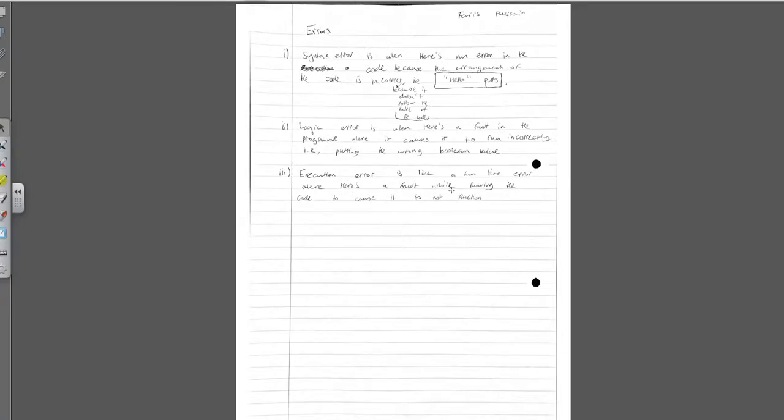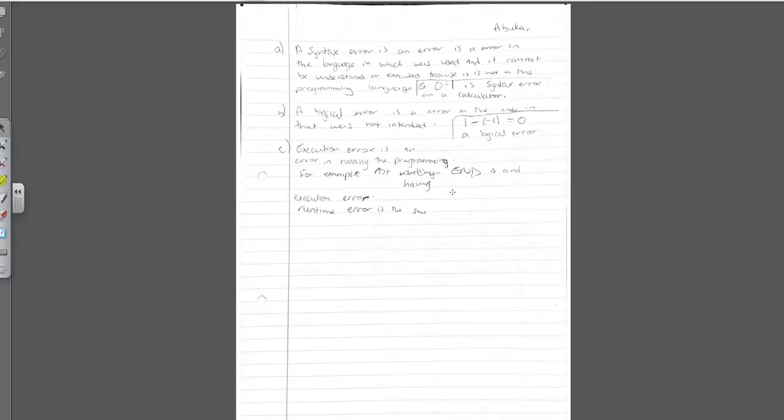Let's zoom out a bit and let's look at Buca's first. A syntax error is an error in the language which was used, and it cannot be understood or executed because it is not in the programming language. Example: 0 divided by 1 is a syntax error on a calculator. I'm not going to give you that because we're not talking about calculators, and that's actually a runtime error. Divide by 0, I think that would run, wouldn't it, on the calculator? So I'll give you 1 mark for that.